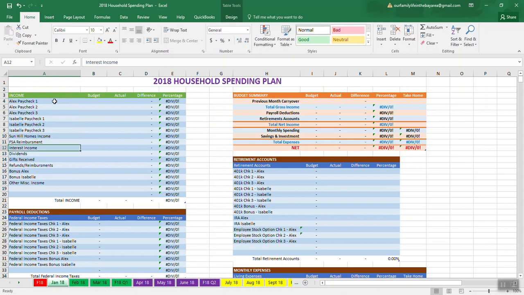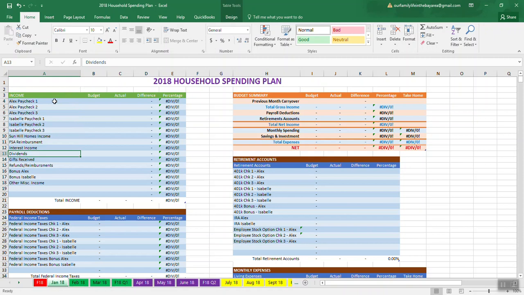And the interest income, this is coming from the bank. The type of checking accounts and savings accounts that we have gives us some interest income, but it's very minimal. It's not much. But I like my pennies, so I like my bank account to match what my Excel says. So I have a line for interest income.